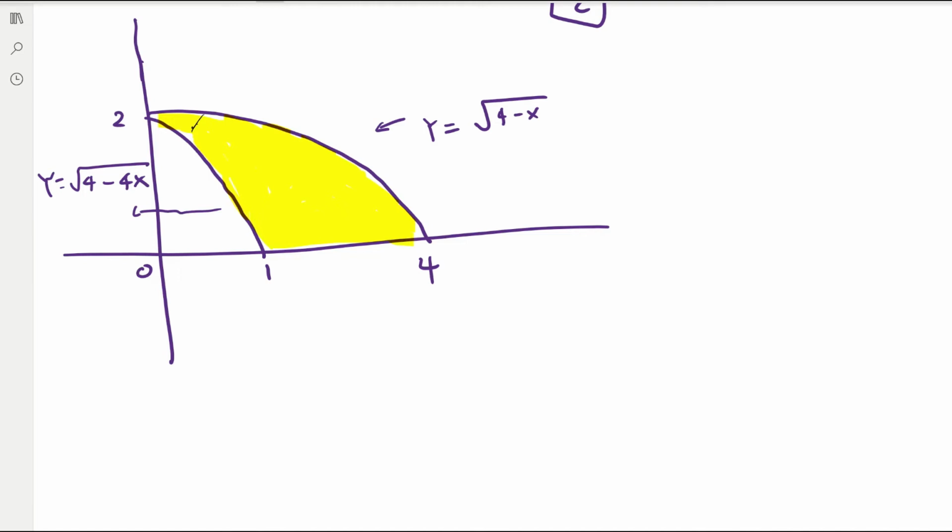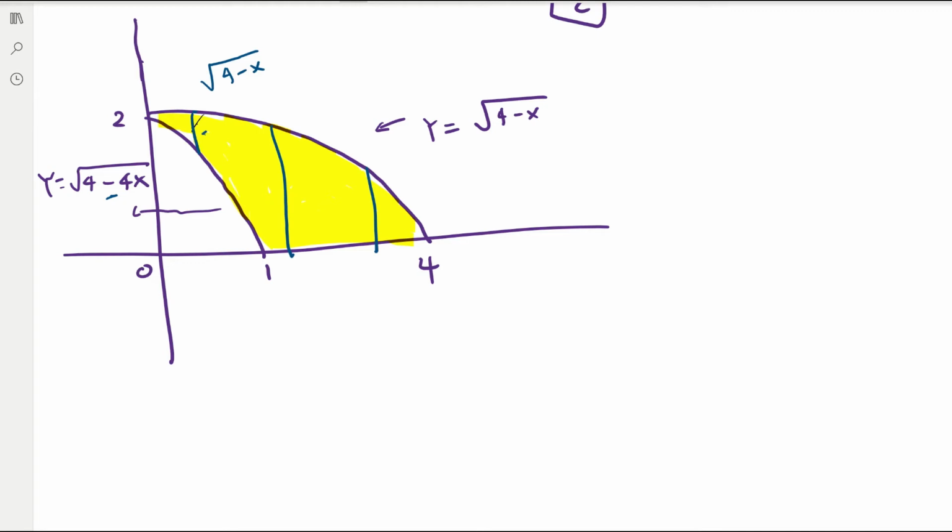Let's do it in terms of x first. If you're doing it in terms of x, think about this: that means you are thinking about vertical rectangles. So do we have multiple regions? If I draw vertical lines, you can see here it's going between the top function, square root of 4 minus x, and the bottom function, square root of 4 minus 4x.